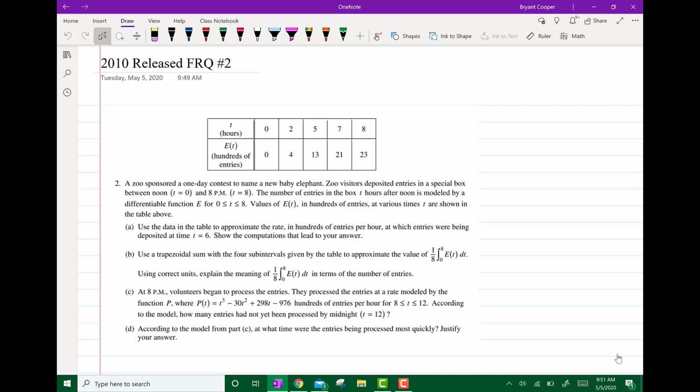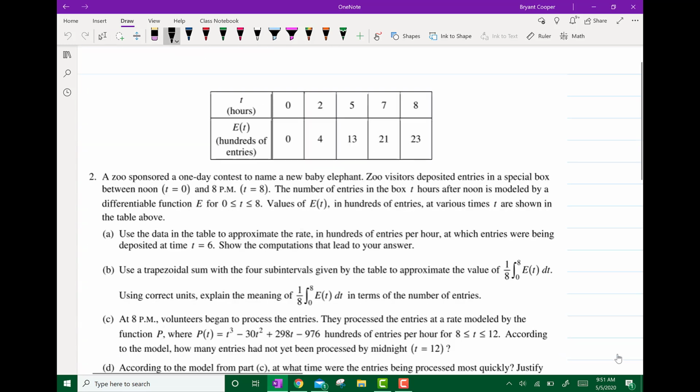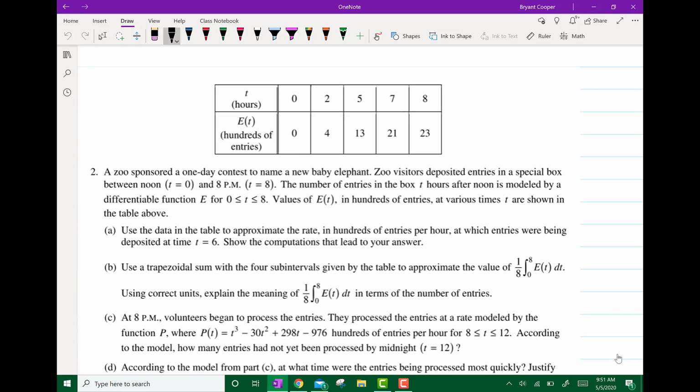2010 released FRQ number 2. This is a table problem. So we have a zoo-sponsored one-day contest to name a baby new elephant. Cool, elephants. Zoo visitors deposit entries in a special box between noon and 8. The number of entries in the box after noon is modeled by a differentiable function.